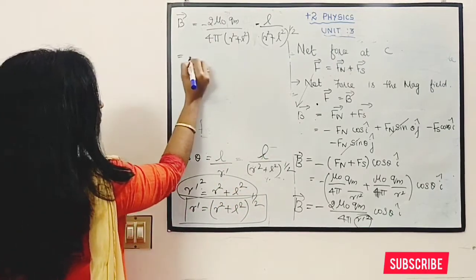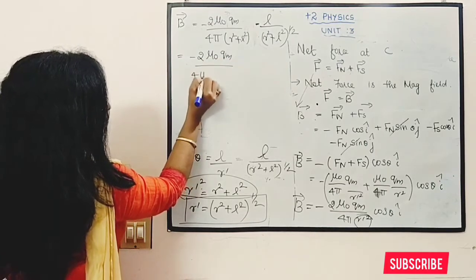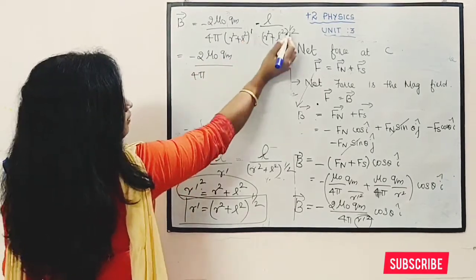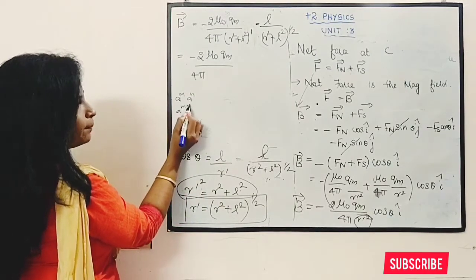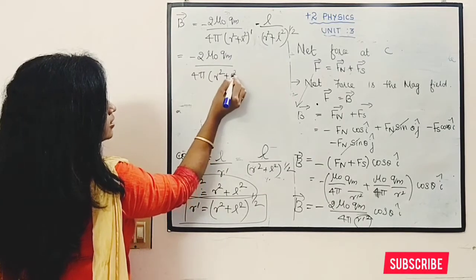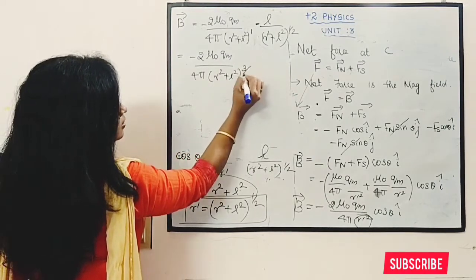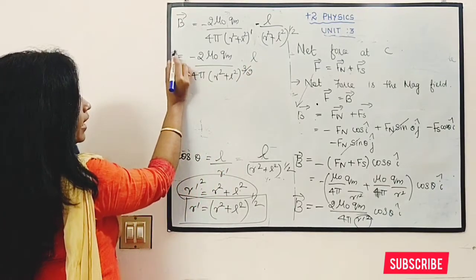So I can simplify this: minus 2 mu naught qm by 4 pi. This is power 1, this is power 1 by 2. Okay, a power m into a power n is equal to a power m plus n, right? So add these two, we will get r square plus L square to the power 1 plus 1 by 2, that is 3 by 2. Okay, clear? So this is the magnetic field.